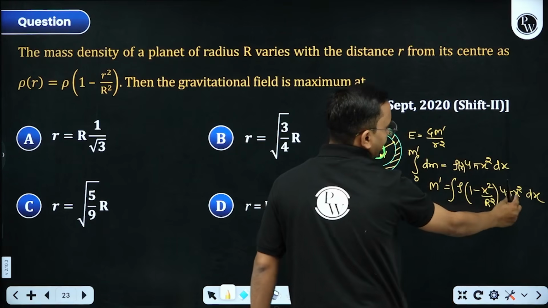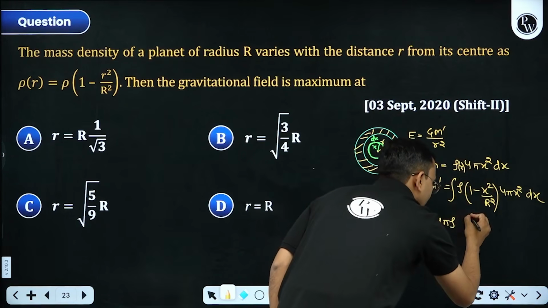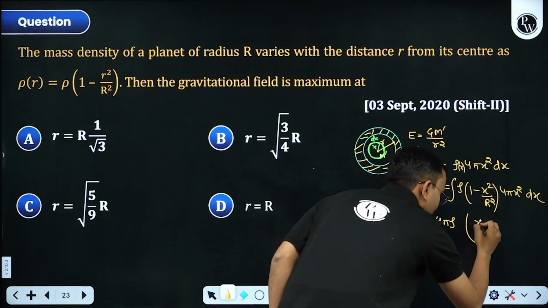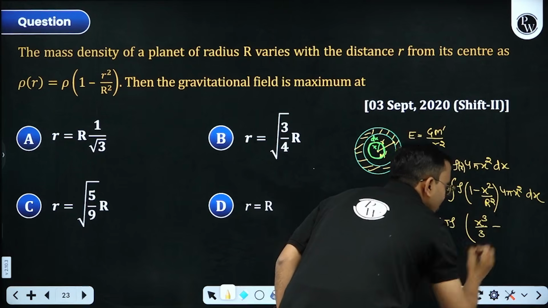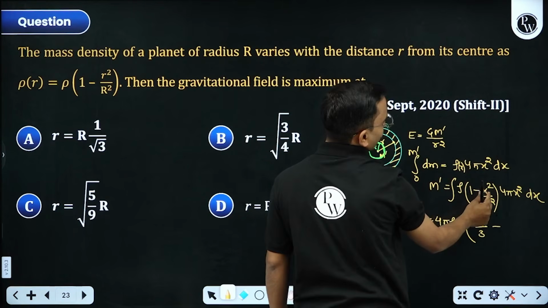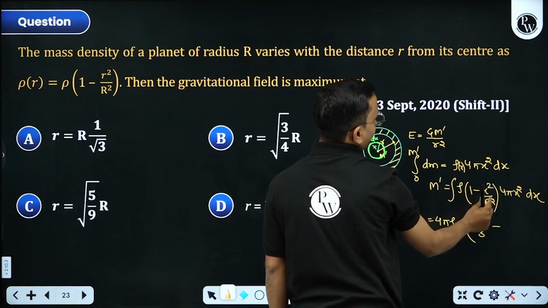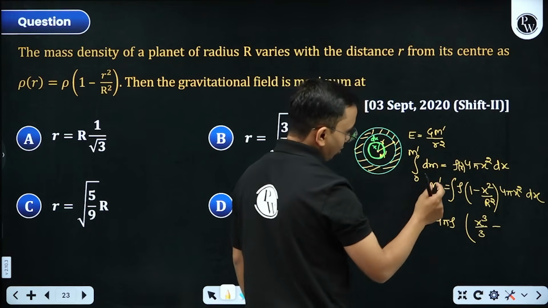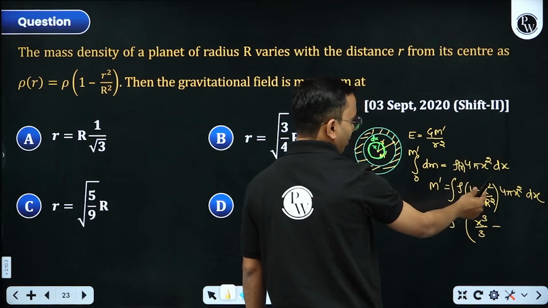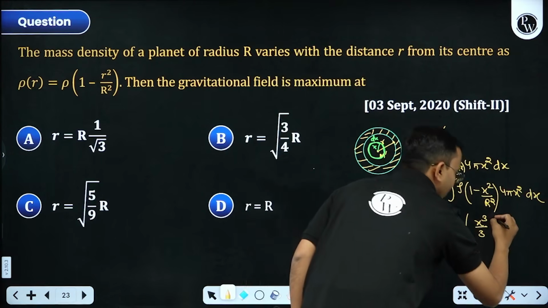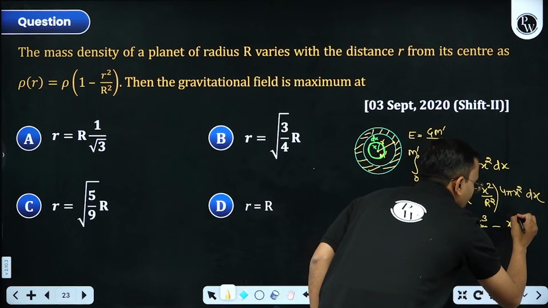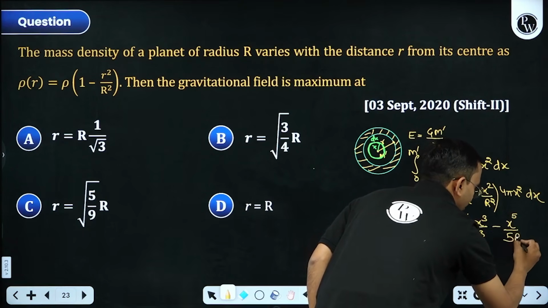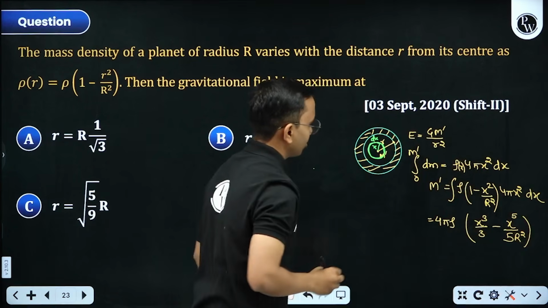4 pi rho. x square will go inside, and the integration of x square will be x cube by 3, minus, for the second term it will become x to the power 4, and that integration will be x to the power 5 by 5. So x to the power 5 divided by 5 into r square. This becomes my m dash.